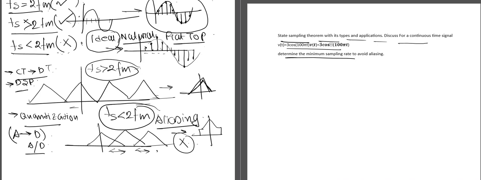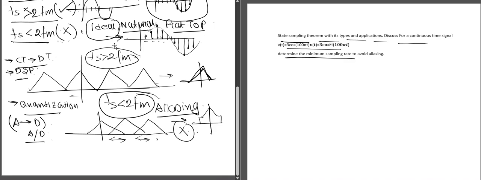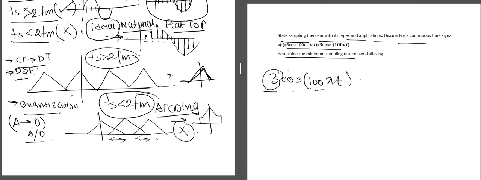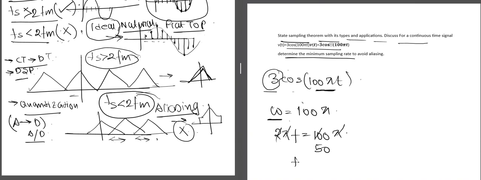Okay, so let us now solve the problem which was given to us. The problem was 3 cos of 100 pi t. So 3 is the amplitude of the signal, and 100 pi is the angular frequency, which is represented by omega. We know omega is equal to 2 pi f, which is equal to 100 pi. So if we cancel it, f will be equal to 50. Now we are asked to determine the minimum sampling rate to avoid aliasing.